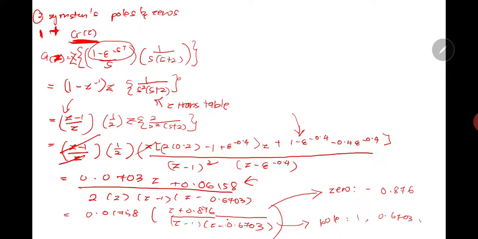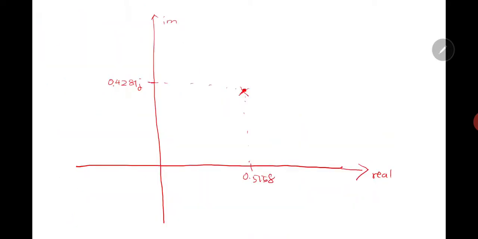Okay, so we have the poles at 1 and 0.6703, and the zero at negative 0.876. So you can draw already. We have a pole at 1 and 0.6703, and then we have a zero at negative 0.876. Okay, so once we have this, we need to calculate the angle of deficiency.